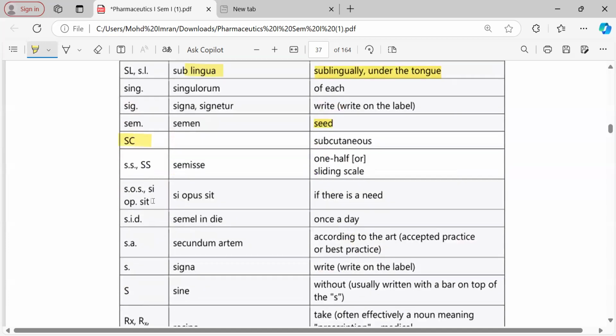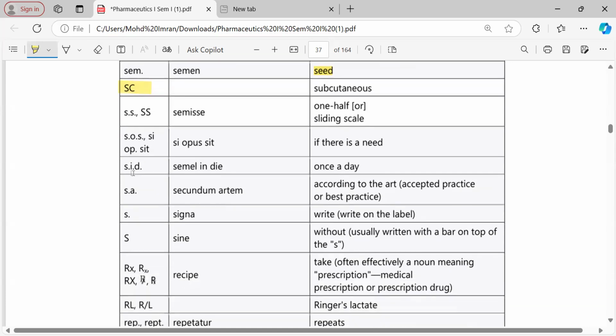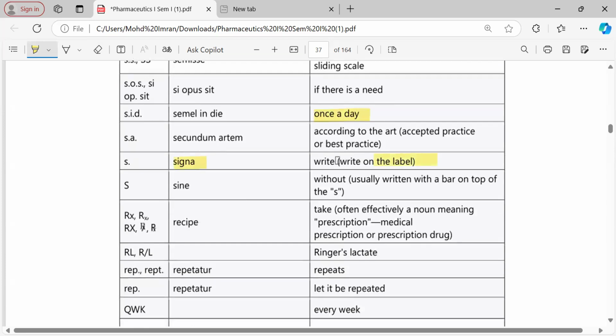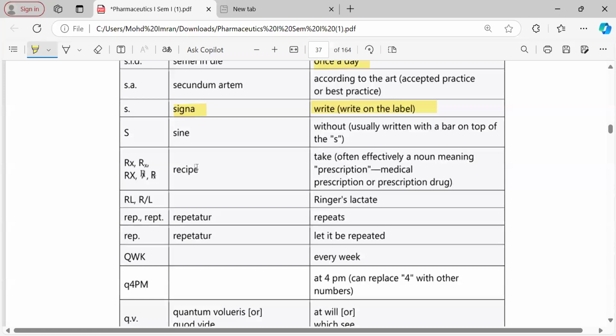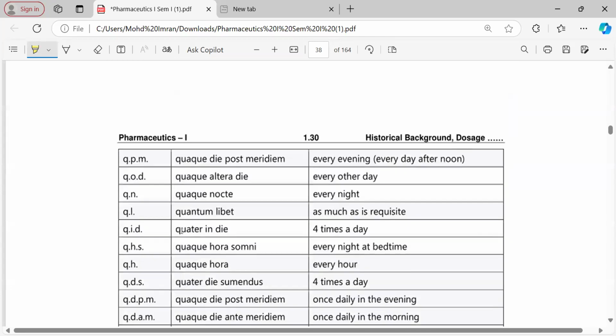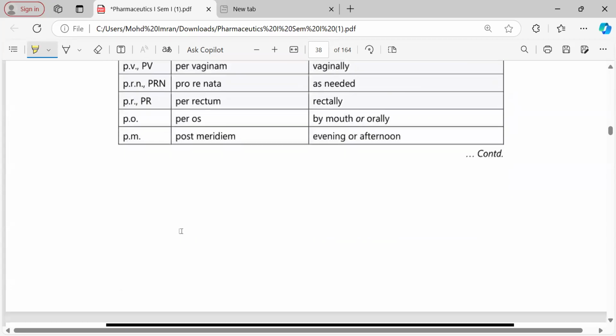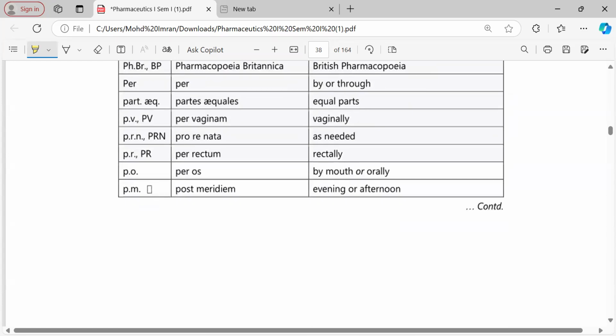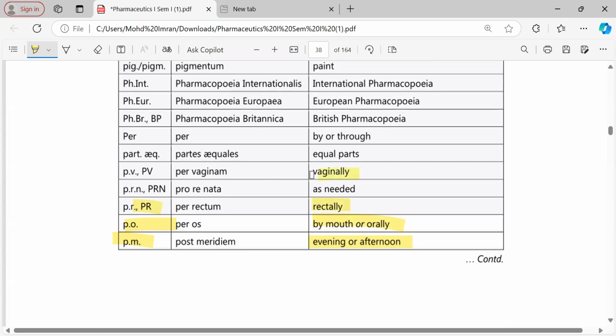Even today, doctors use it. SOS is if there is need, right? SID is once a day. Signa is writing the label, right? RX is recipe. Manam superscription antamu, right? So these are a lot of other Latin terms I will give you. You can also check. See, PM means after noon. మనకు తెలిసిందే. PO means per os, by mouth or oral. PR అంటే per rectum అంటే rectal use కన్నమాట. PV అంటే vaginal use కోసం.